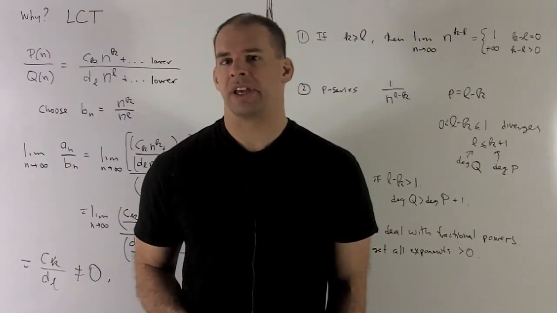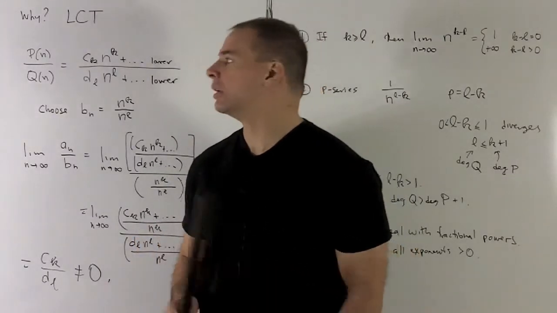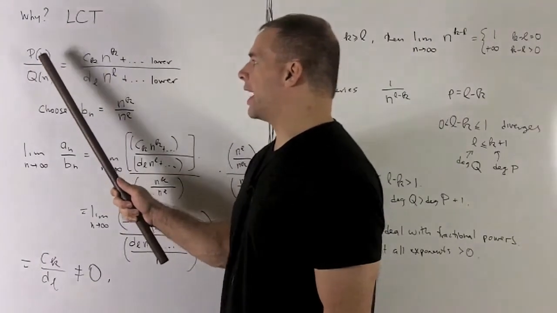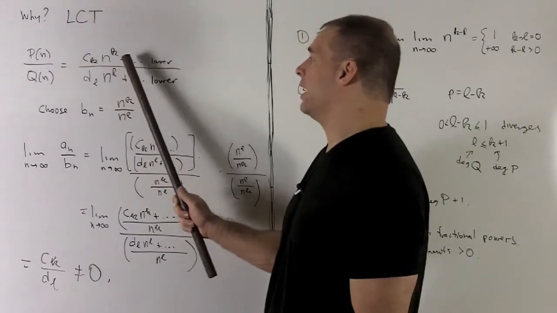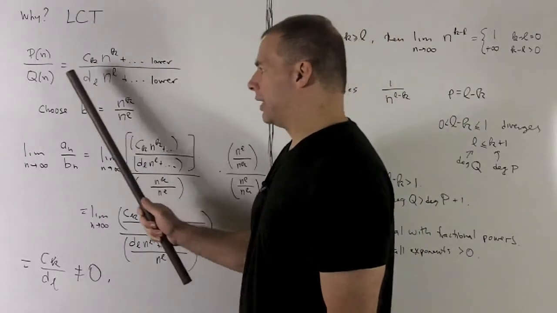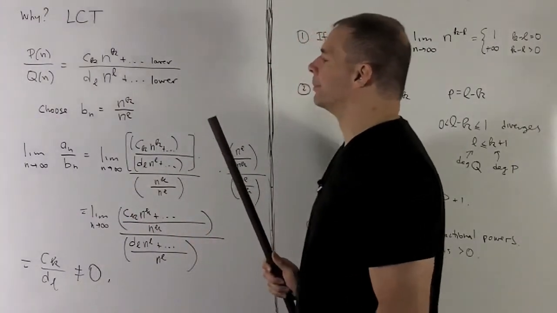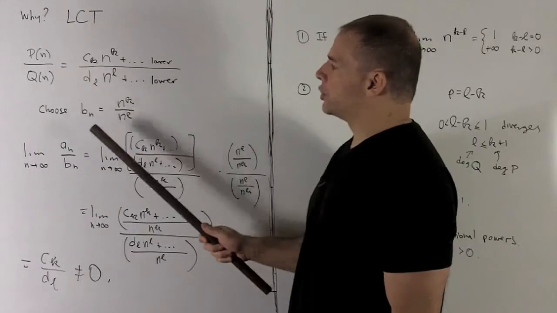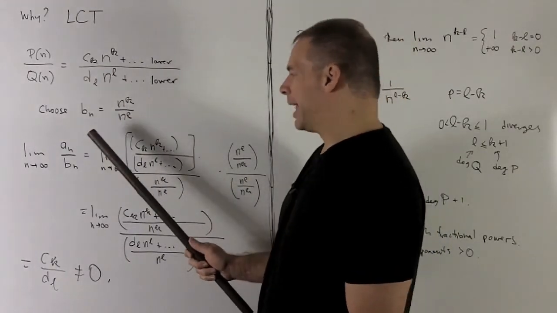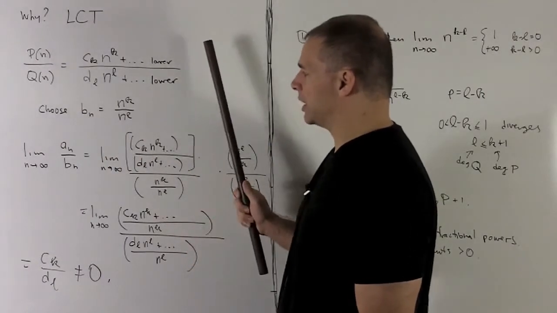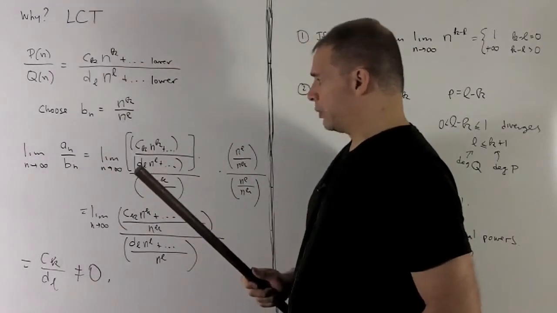Why is the rational function test true? As we've seen in the examples, it's going to follow from the limit comparison test. So let's write our polynomials as P(n) over Q(n). P(n) has lead term c_k n to the k and a bunch of lower stuff. And then Q(n) will have lead term d_l n to the l, and then a bunch of lower power stuff. So if I squint, I'm going to choose my b_n equal to n to the k over n to the l. Then we're going to apply our limit comparison test to these two sequences, a_n over b_n, where a_n is our original sequence.